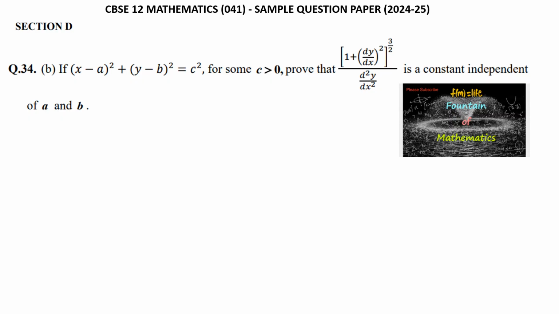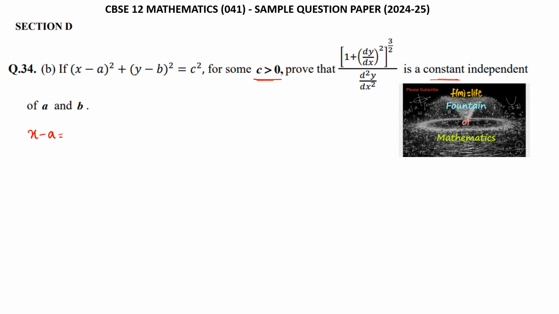Given that (x − a)² + (y − b)² = c², for some c positive, we need to prove that (1 + (dy/dx)²)^(3/2) divided by d²y/dx² is a constant that is independent of a and b. So let us go with the trigonometric substitution.